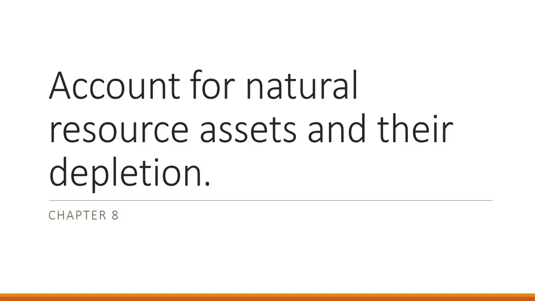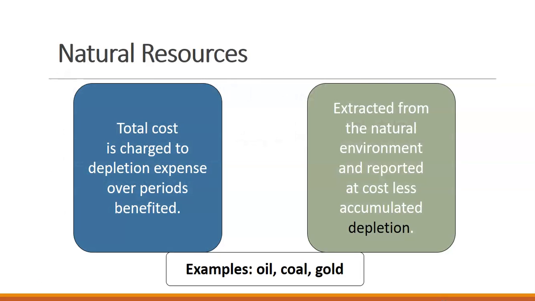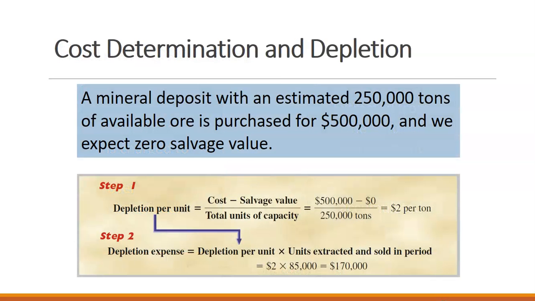Now we're going to talk about natural resource assets. And instead of depreciating natural resources, the terminology is depletion. But the concept is very similar to depreciation. So we have our total cost charged to depletion expense over multiple periods. We extract stuff from a natural environment and we have an accumulated depletion account. Examples of natural resources are oil, coal, gold, anything that we take from the ground or from the earth.